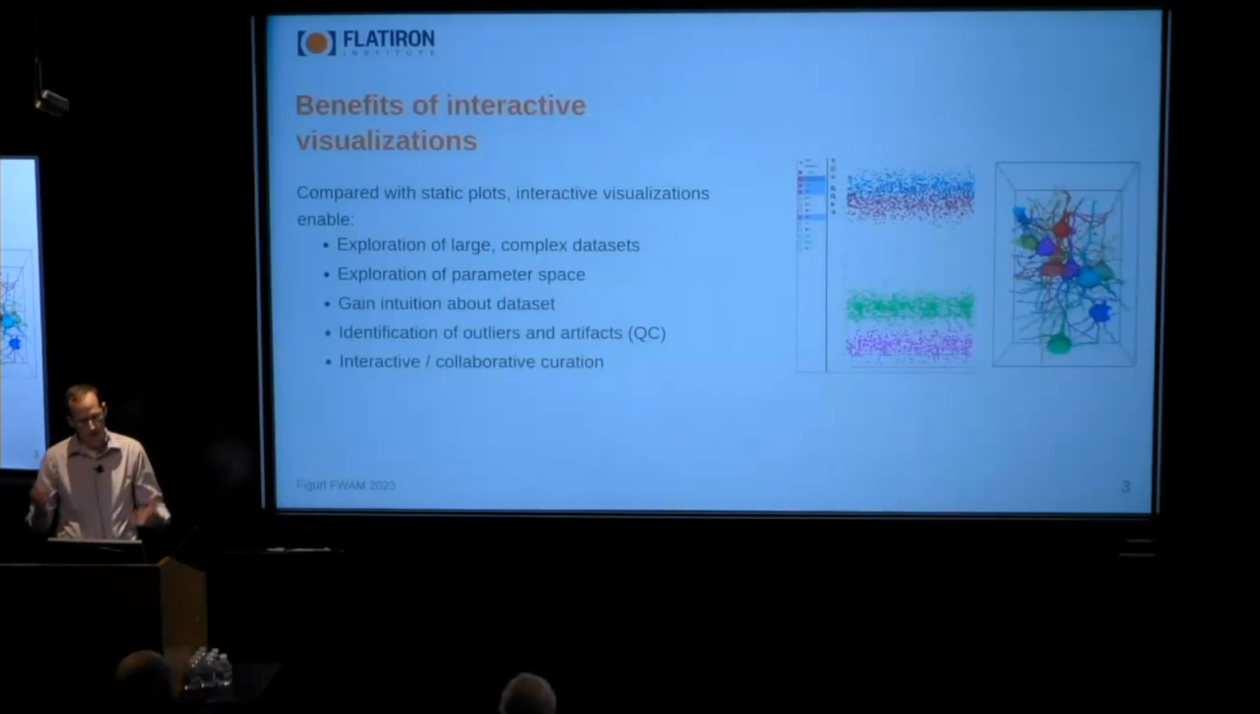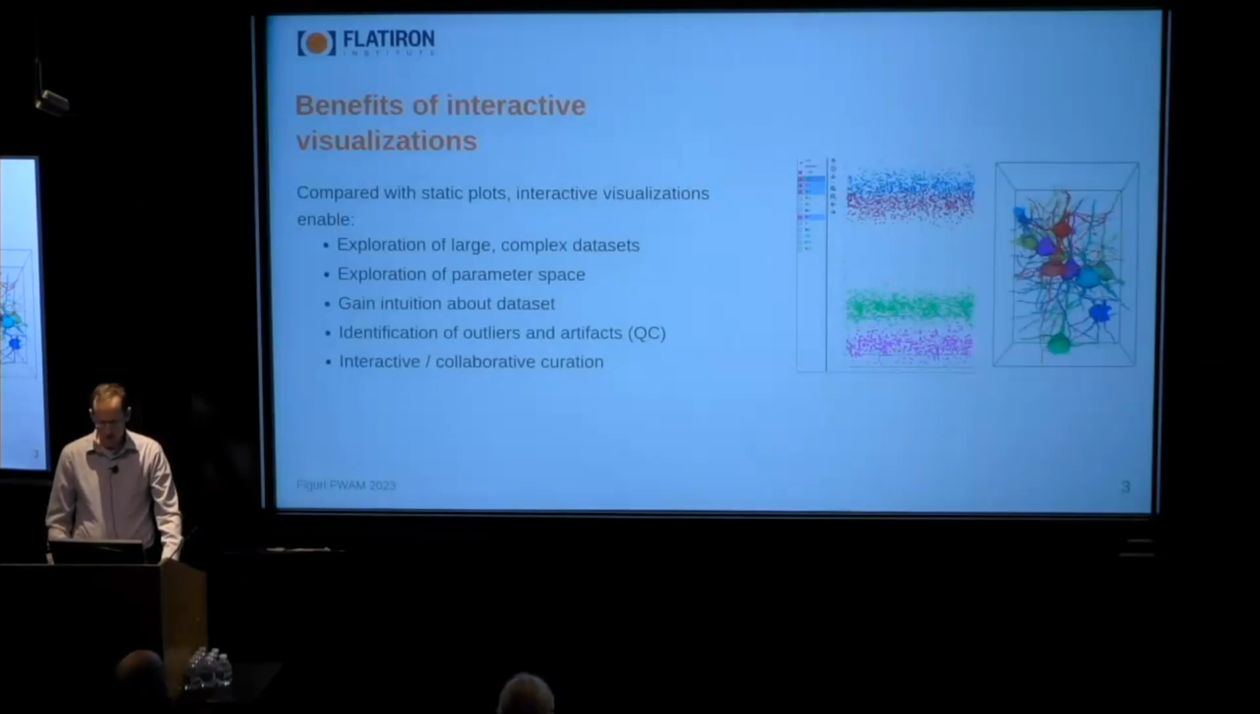Mainly when we publish papers or distribute figures, it's often not interactive, right? We would like to be able to send all of our data for somebody else to visualize, but often we just send a JPEG or a static image. But interactive visualizations have a lot of benefits. You can explore very large data sets. As we've seen in Aaron's talk, you can explore parameter space, gain intuition about a data set, and do things that you would never be able to see in a static image.